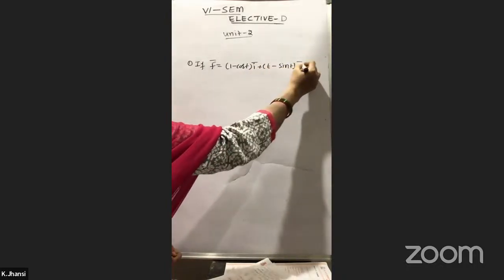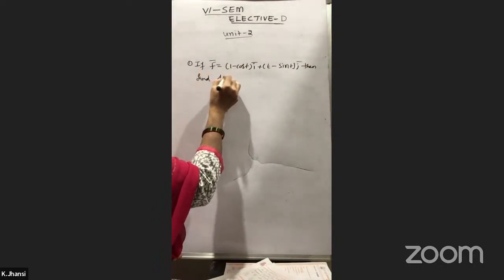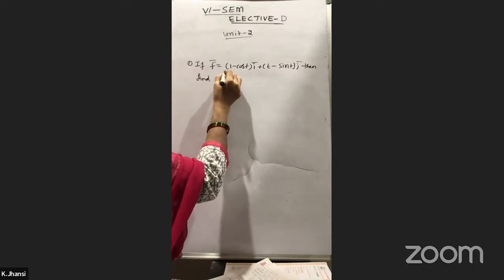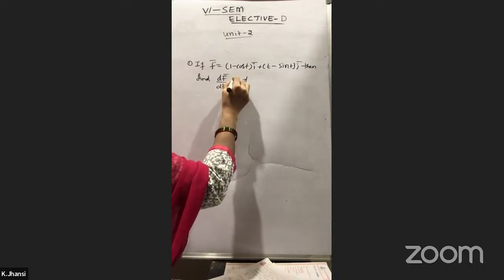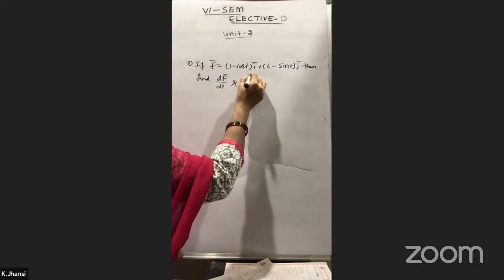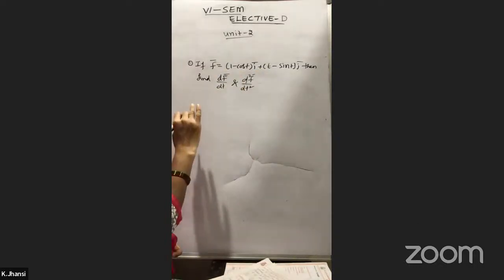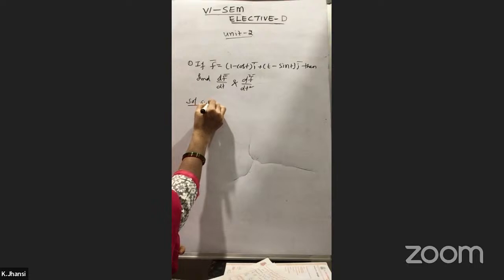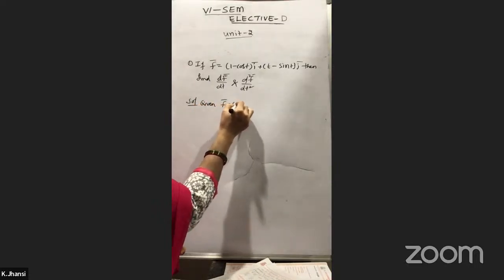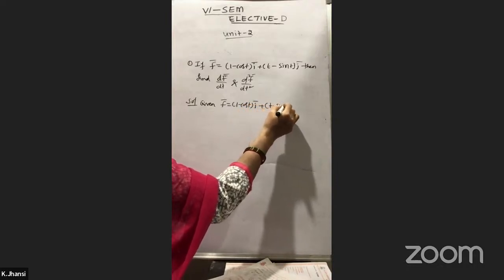Then find df by dt and d square f by dt square. Okay, there is first order differentiation and second order differentiation. So the given f is equals to 1 minus cos t into i plus t minus sin t into j. Okay.